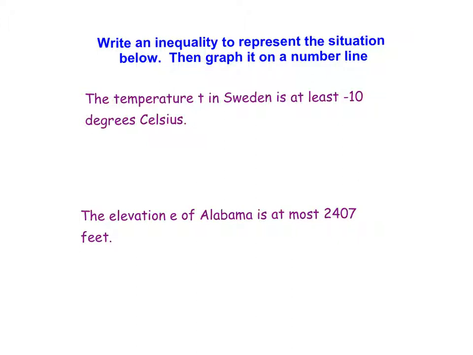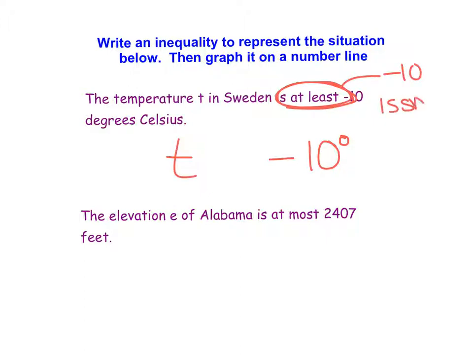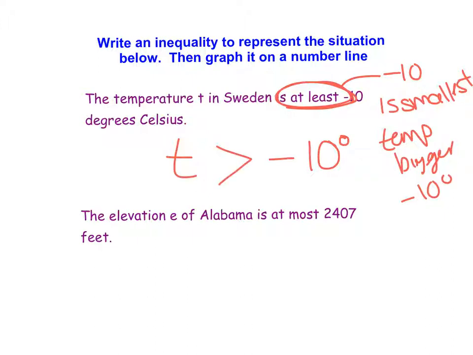This one says the temperature T in Sweden is at least negative 10 degrees Celsius. So I know that I'm comparing T and I'm comparing negative 10 degrees Celsius. Those are the two items I'm comparing. And I'm saying the temperature is at least negative 10 degrees. So if it's at least negative 10 degrees, that means that negative 10 is the smallest the temperature will be. So when I'm thinking about that, I want my temperature to be bigger than negative 10 degrees. So reading that, I can now put that in and say my temperature is negative 10 degrees or bigger.